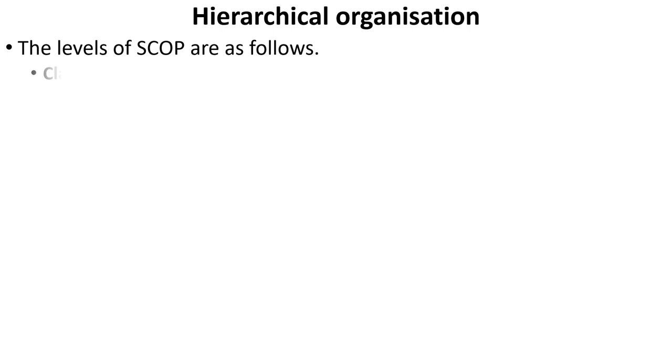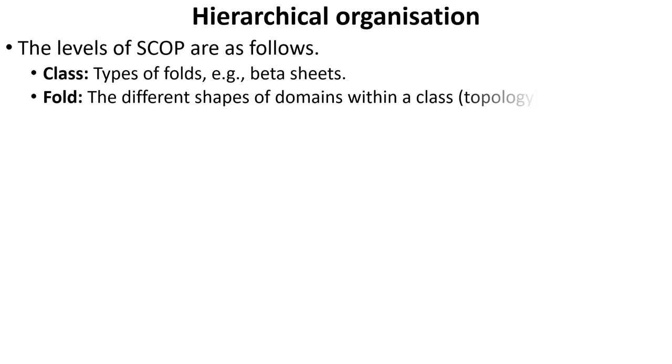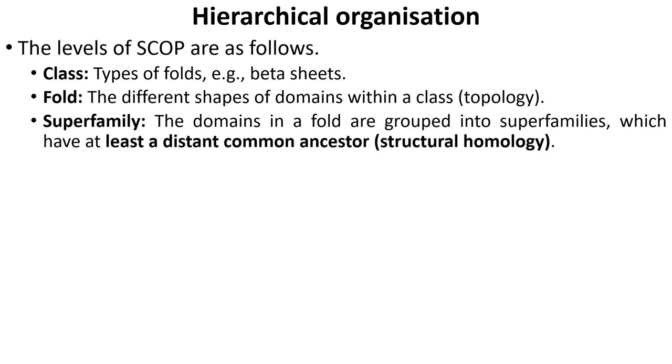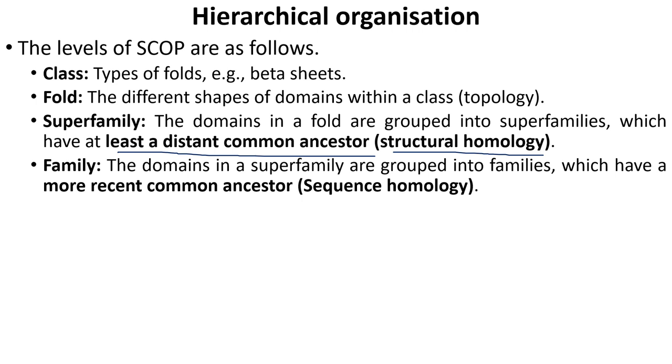Now whatever we have seen, first in SCOP, the first hierarchical level was the class, where we talk about the types of fold, how many different types of fold. Some examples are beta sheets. Then we have folds, where we talk about the different shapes or domains within a class, specifically topology. Then we have superfamily, where the domains in a fold are grouped into a superfamily, where normally we are talking about at least a distinct common ancestor, like a structural homology, like different organs originating from the same origin, but performing different functions. So structural homology information we get from the superfamily.